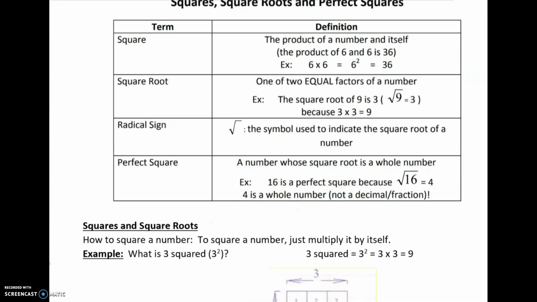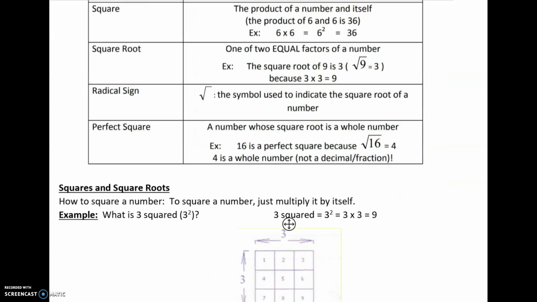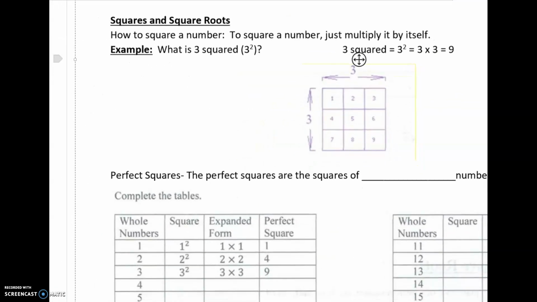All right, so we're going to start out with some terms like the word square. It says the product of a number and itself. The product of 6 and 6 is 36. 6 squared is 36. Square root, one of two equal factors of a number. For example, the square root of 9 is 3 because 3 times 3 is 9. The radical sign, that's the symbol, is used to indicate the square root of a number. A perfect square is a number whose square root is a whole number. Example, 16 is a perfect square because the square root of 16 is 4. 4 is a whole number, not a decimal or a fraction. Okay?